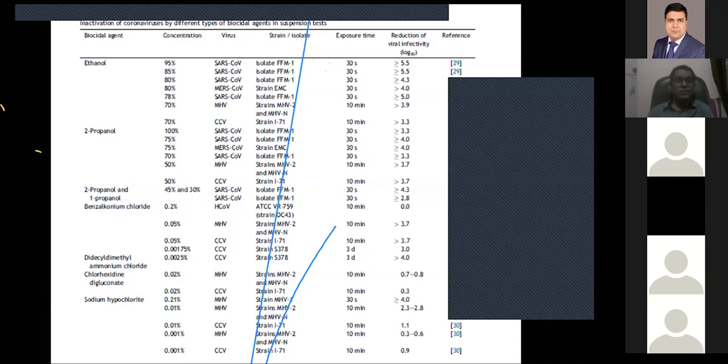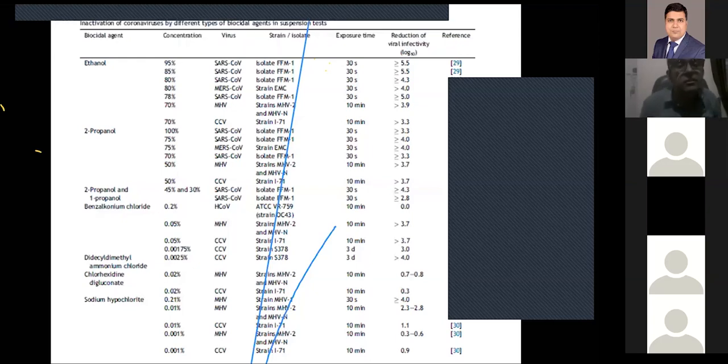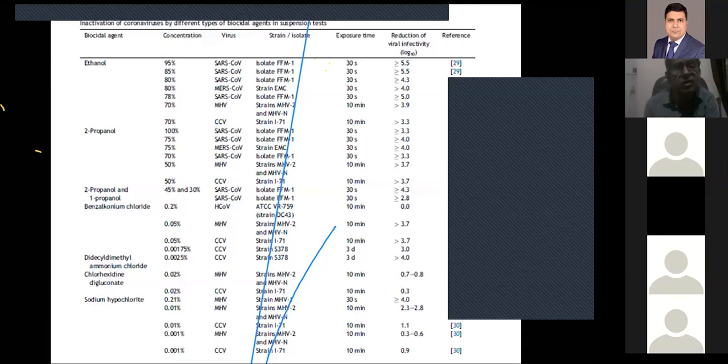So propionic acid or propanol and benzalkonium chloride, these are also additives that are very much used for killing coronavirus. And this is a quaternary ammonium salt, dimethyl ammonium chloride, chlorhexidine, and some digluconate. These are very much used for killing infection against coronavirus. Sodium hypochlorite is nowadays used for all spray sanitizers.